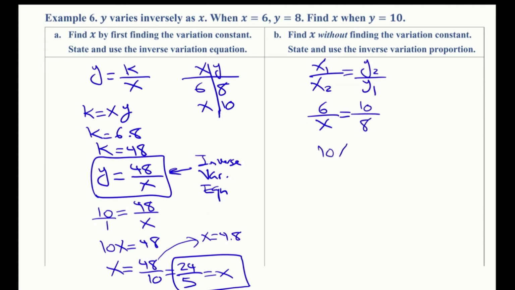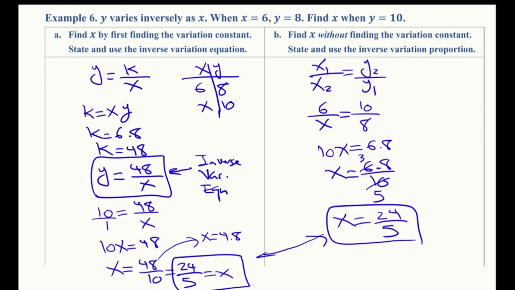Cross multiply, so we get 10x equals 6 times 8. So x equals 6 times 8 over 10. Now we cross cancel, 2 into 10 5 times, 2 into 6 3 times, so we get x equals, not surprisingly, 24 over 5, which is the same answer, of course. In one case we have to find k first and then plug in to get the other value. In the other we can go for it directly.